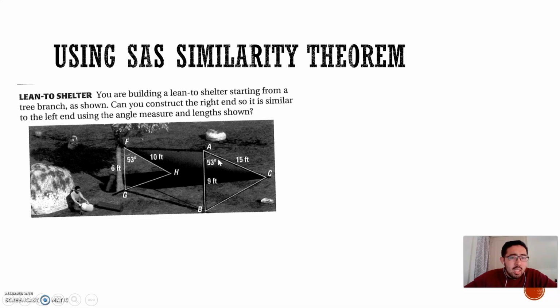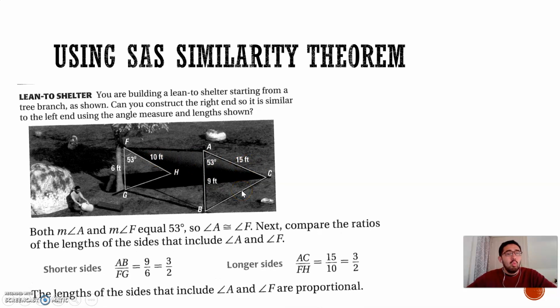Well, we want to make sure that this one is similar to that, right? So the first thing we know is these two angles are congruent. So then we want to test the ratio 6 to 9. Is it the same as 10 to 15? Well, when I do that, AB to FG is 9 over 6, and that's 3 over 2.